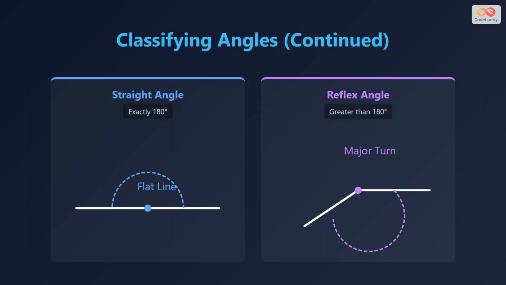If an angle opens up to form a flat line, it is called a straight angle, measuring exactly 180 degrees. If the rotation goes beyond a straight line, it is called a reflex angle, which is greater than 180 degrees.